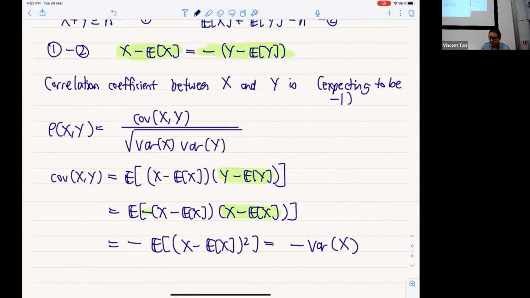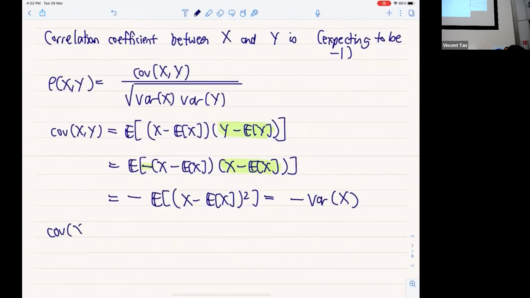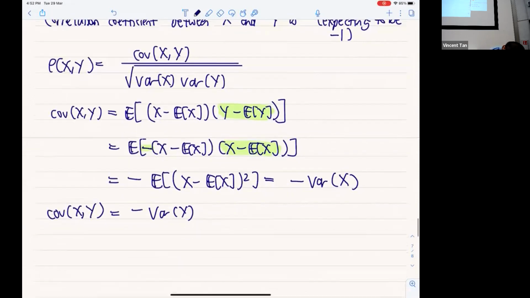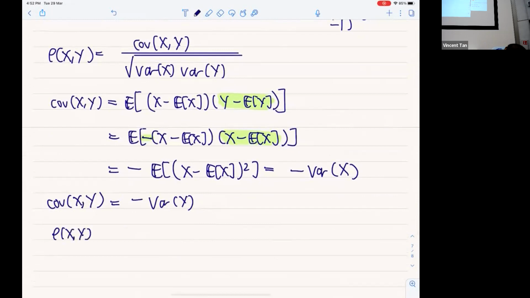Now, by the same token, you can show that the covariance of xy is equal to minus the variance of y. I'm not going to belabor the point. So the correlation coefficient xy, we're going to plug this in now. Just plug it into the formula, and then we'll see some cancellations.